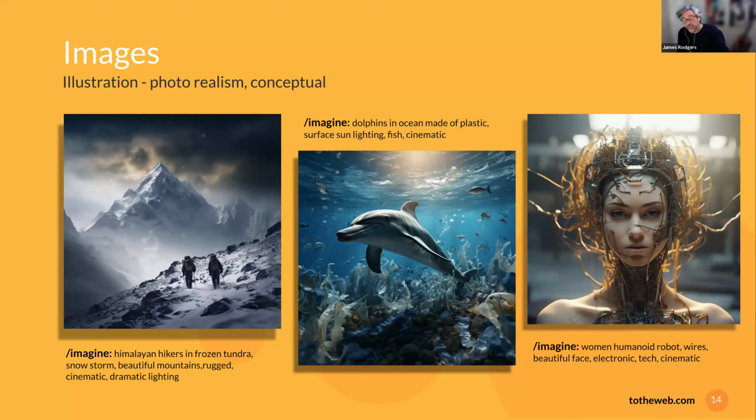But this one is really pretty, so I put it in here. And then the one on the right is a woman humanoid with robot wires, beautiful face. And you can just do that stuff all day long. It's really great at just making up really crazy stuff. And I think what makes this sort of realistic is the cinematic adjective there, or technical term, that gives you that depth of field and the lighting that it has.